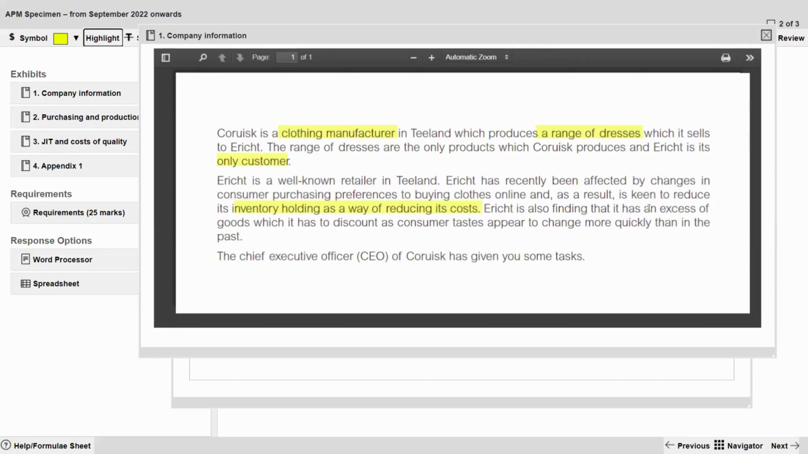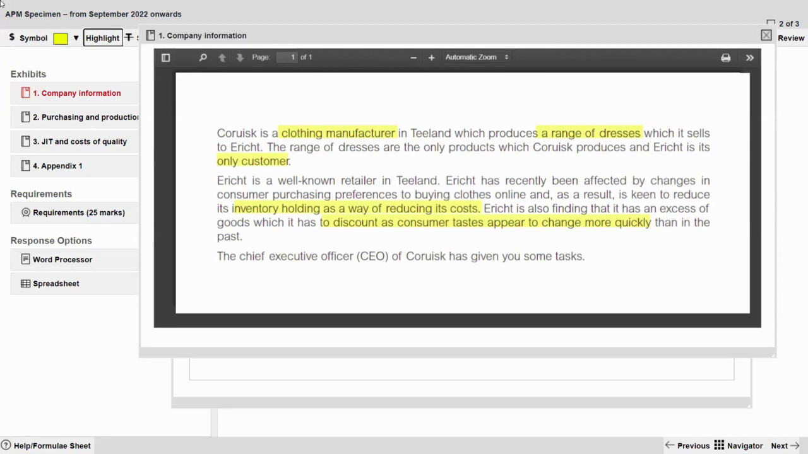It is also finding that it has an excess of goods, which it has to discount as consumer tastes appear to change more quickly than in the past. So obviously, as time is progressing, the consumer buying pattern and the consumer preferences are all changing over a period of time.